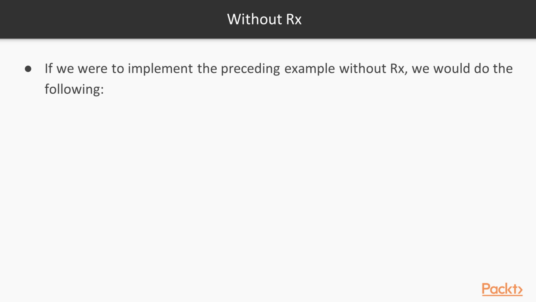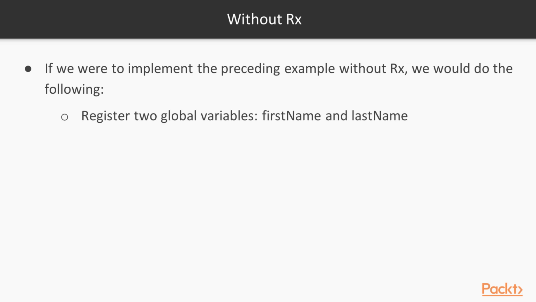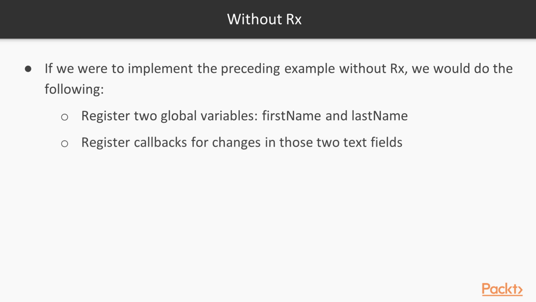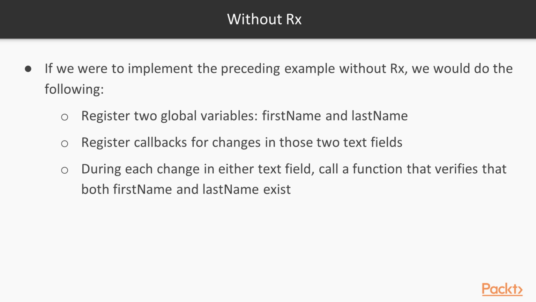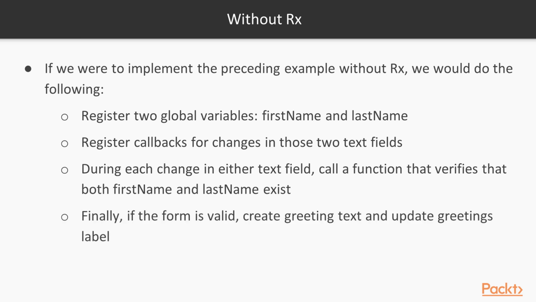If we were to implement the above example without Rx, we would register two global variables, first name and last name, and register callbacks for changes in those two text fields. During each change in either text field, we would call a function that verifies if both first name and last name exist. Finally, if valid, create the greeting text and update the greeting label. Thanks to RxJava, we don't need to do all these steps. We can do this task in 3 lines as shown above.